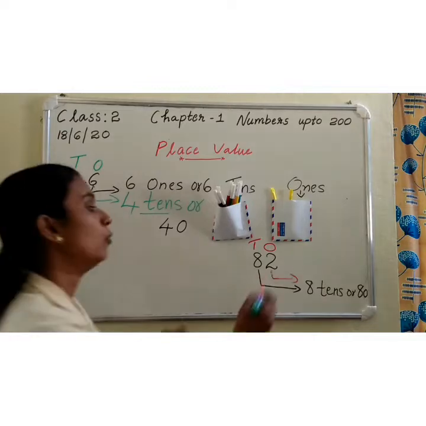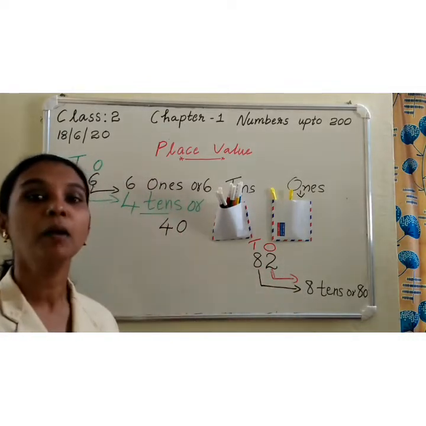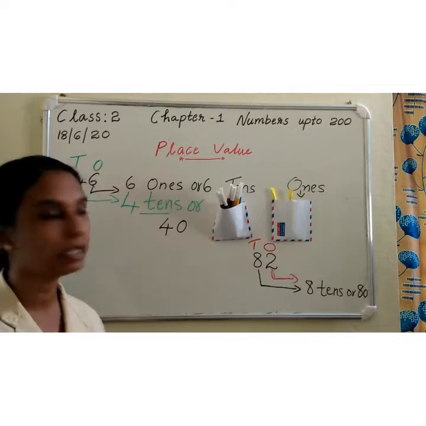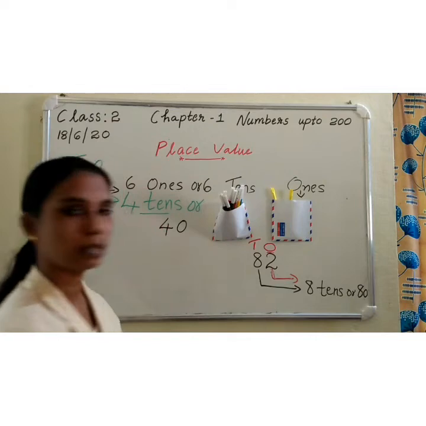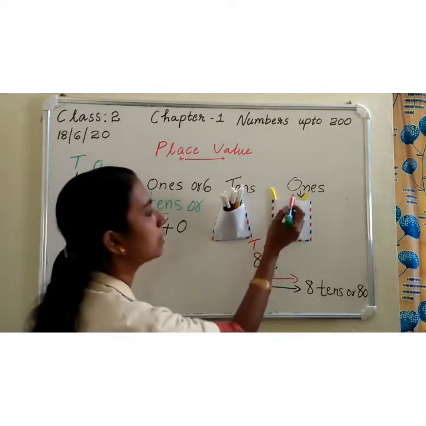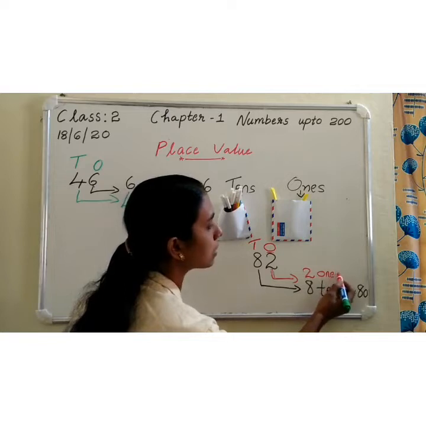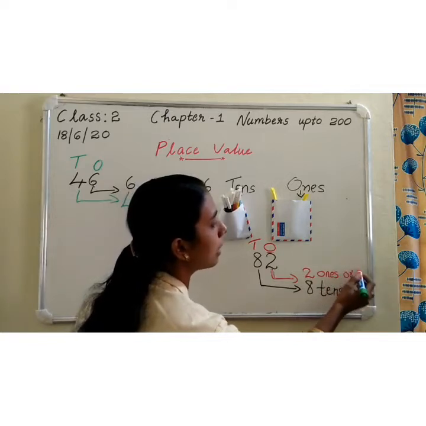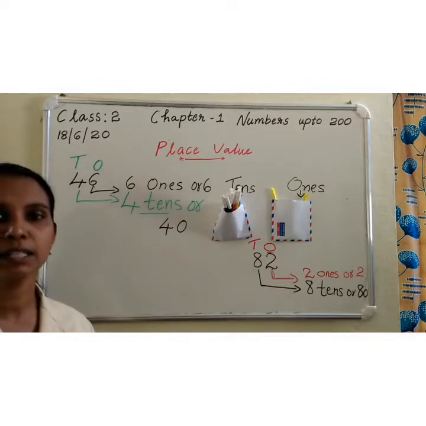The next one. What is the place value of 2 in this number? This 2, in which place? Ones place. How many ones are there? 2 ones. Or you can write, the place value is 2.